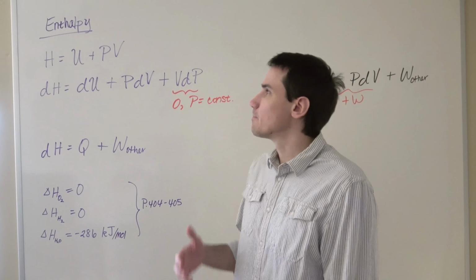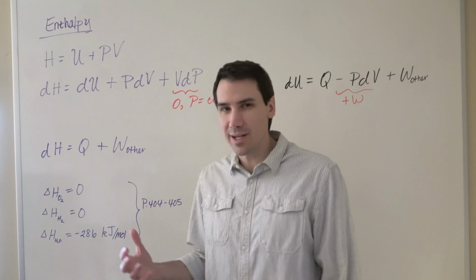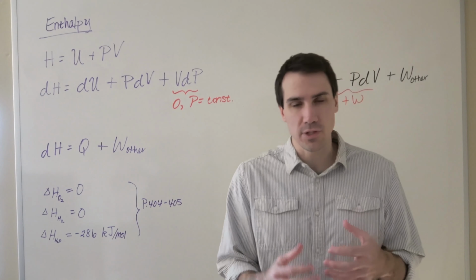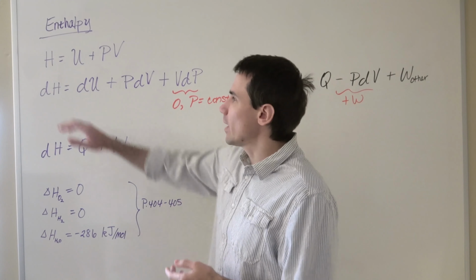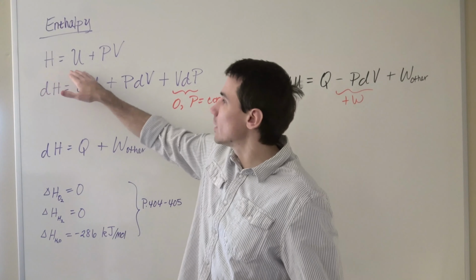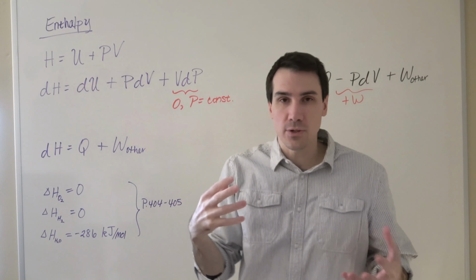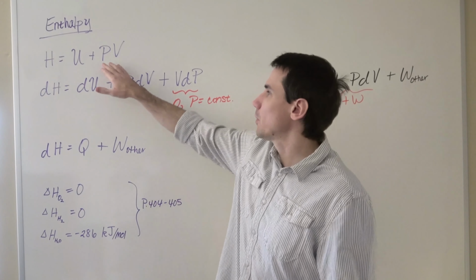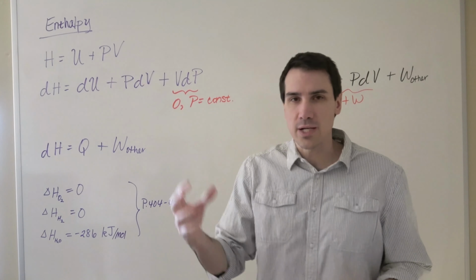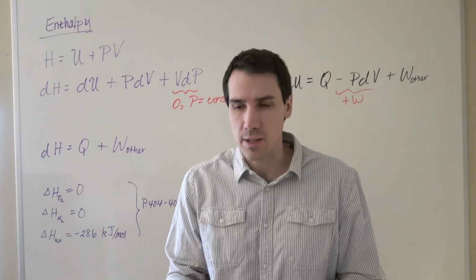About enthalpy. Enthalpy is a quantity that is related to the energy of an object, but it's not quite the same. Enthalpy is given by the letter H, and it is equal to U, the internal energy of the object, plus PV, the pressure multiplied by the volume of the object.